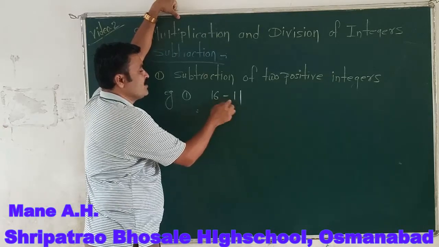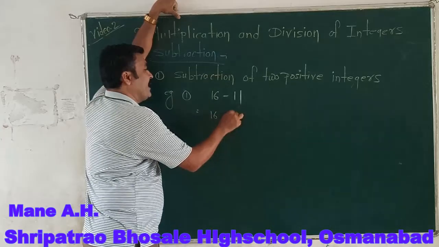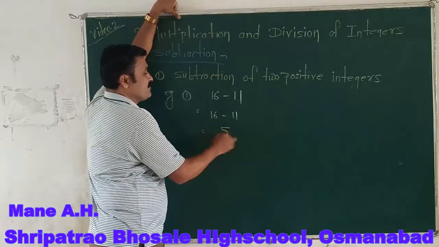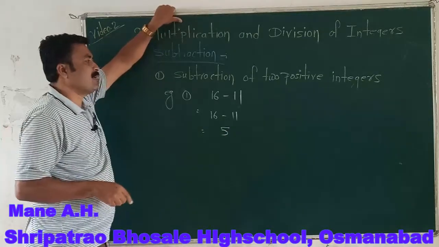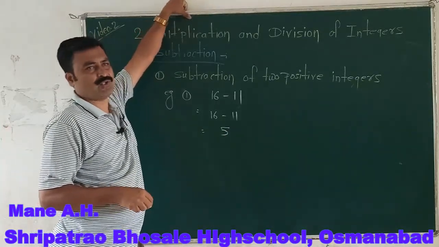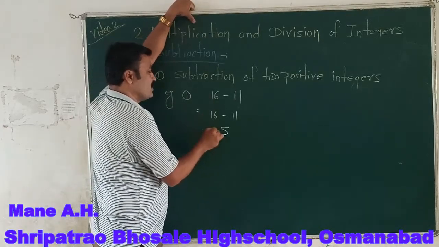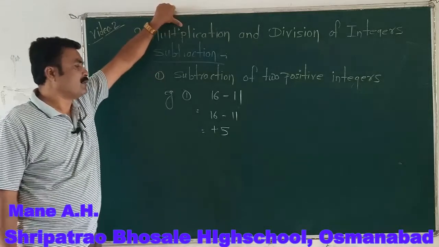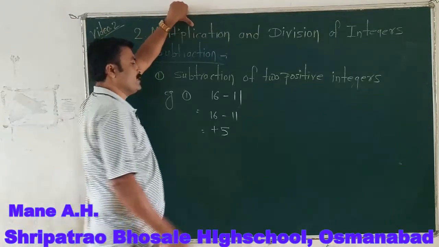या दोन integers मधलं जे magnitude आहे 16 आणि 11, या दोघांमधला difference घ्या, that comes as 5. Thereafter we decide which number has more magnitude. So 16 has more magnitude, so plus sign it should become. So 16 minus 11, the difference comes as plus 5, that is a positive integer.